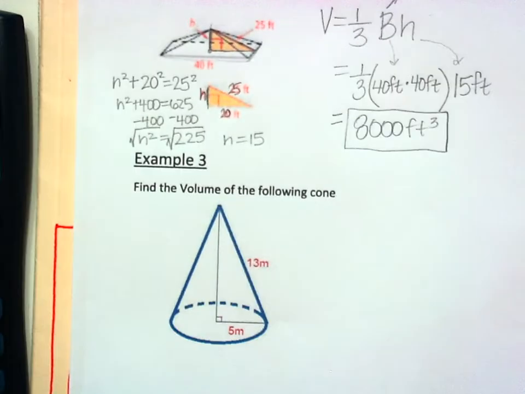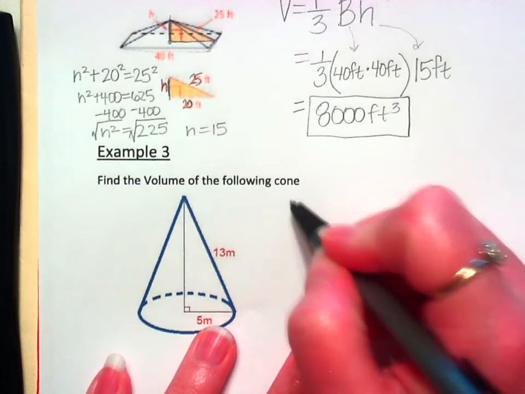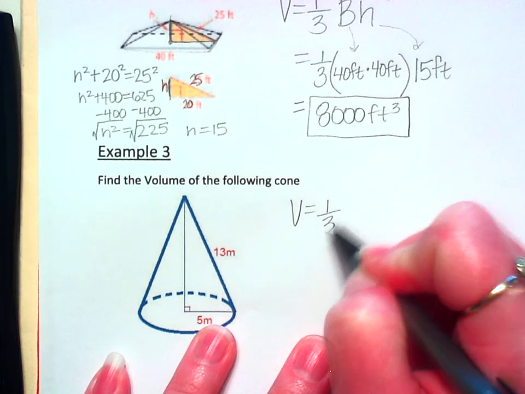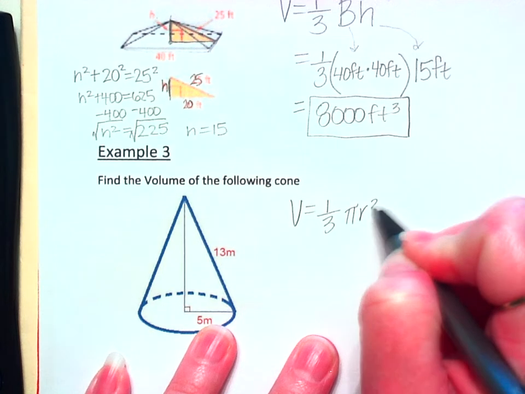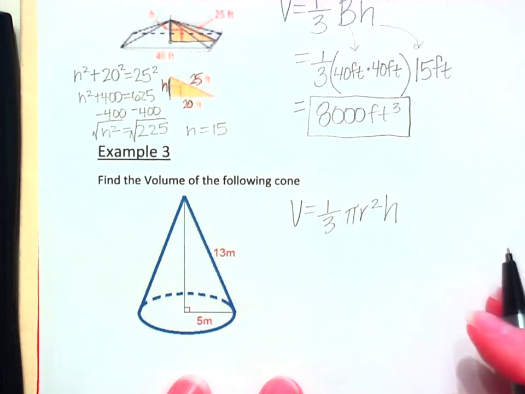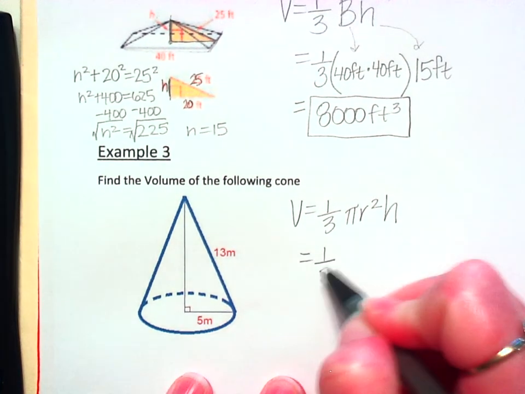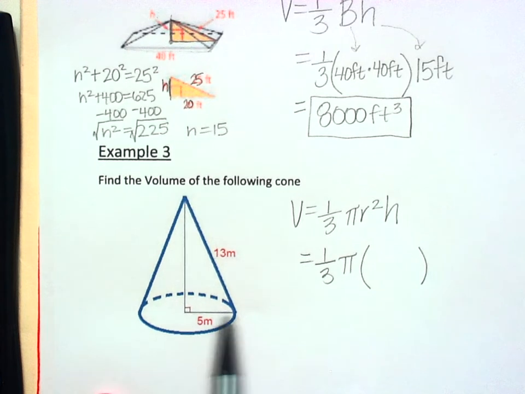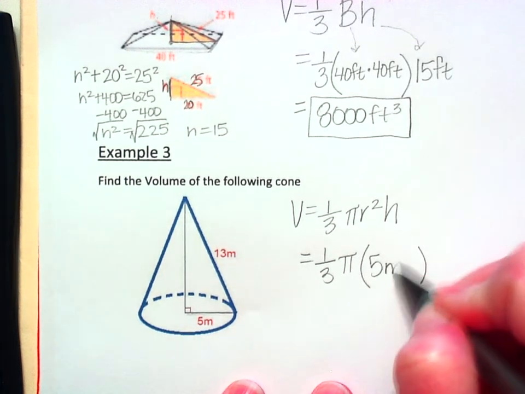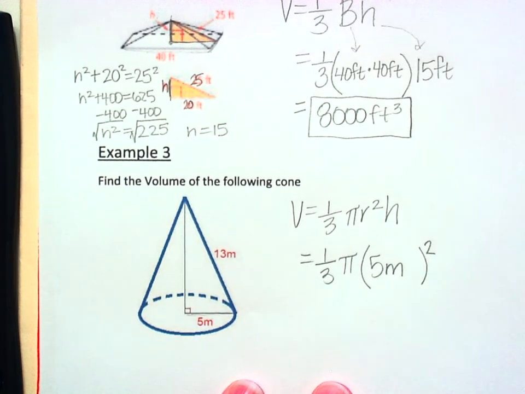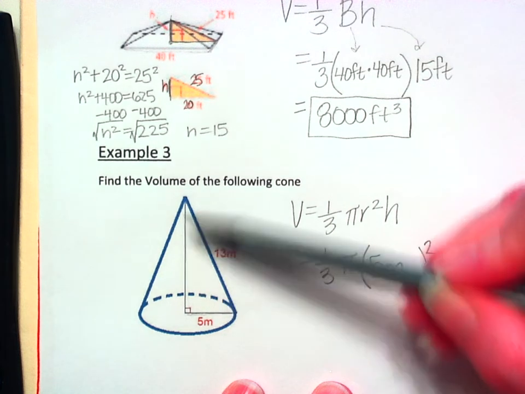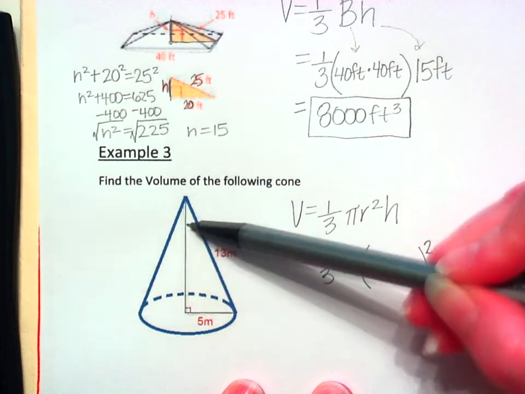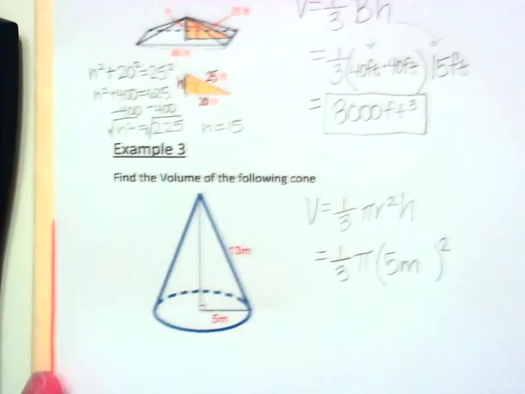On the next one, this one is a cone. So our volume will be 1/3 pi r squared h. Our radius, from the center out to the edge, is 5, and it has to be squared. And then the height, again, we don't know, so we're going to have to figure out that height. We're going to do it the same way we just did it on the last problem.